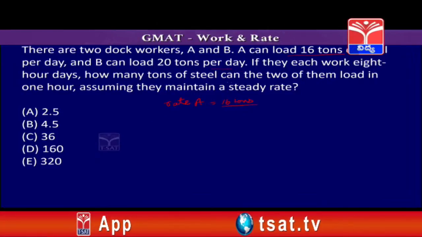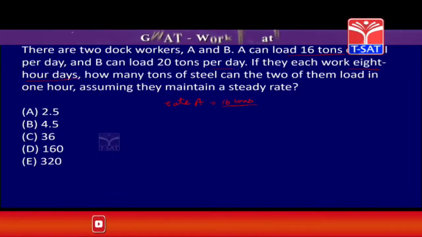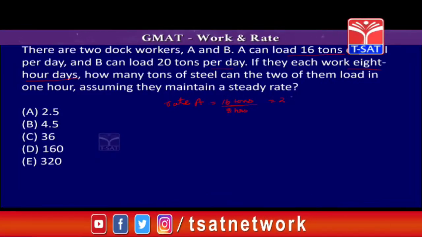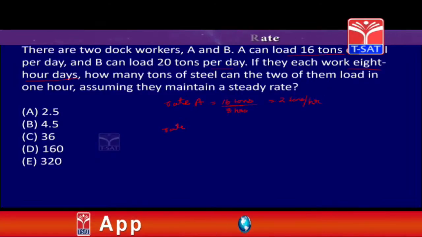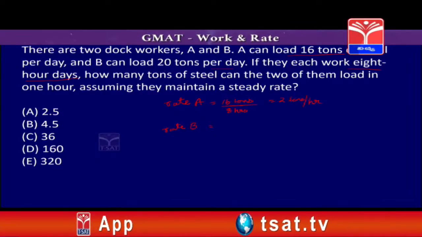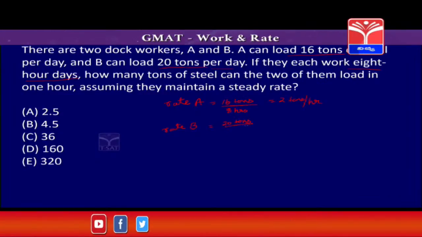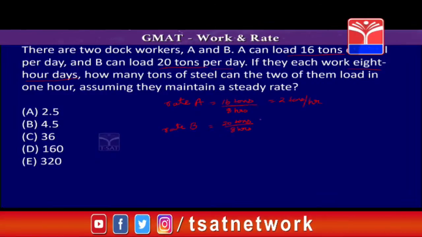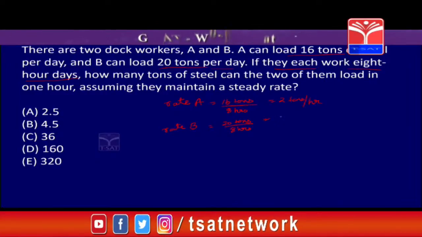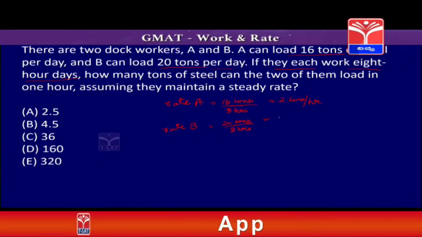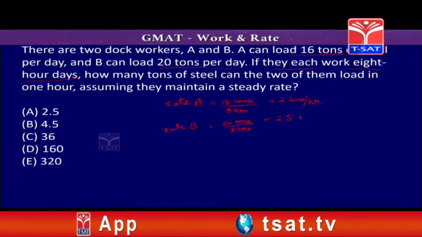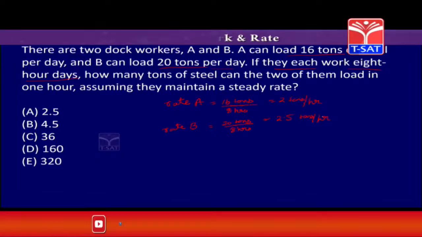So the total he is loading is 16 tons of steel per day. And 1 day has how many hours for them? They work for 8 hours a day. So you divide this by 8 hours. It comes out to be 2 tons per hour. Let's see the rate at which B is working. B can load 20 tons per day. So that is 20 tons divided by 8 hours, since they each work 8-hour days. So 20 by 8 is equal to 2.5 tons per hour.